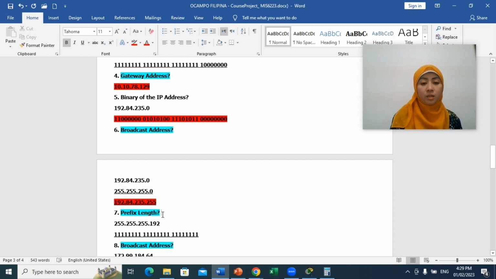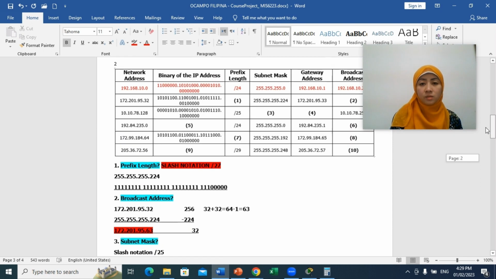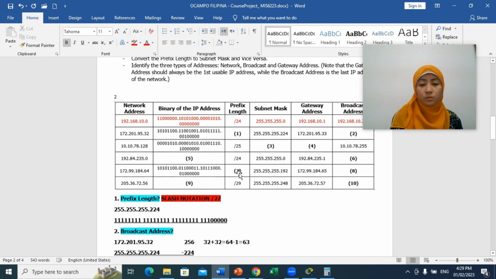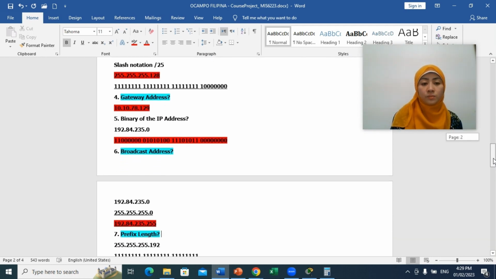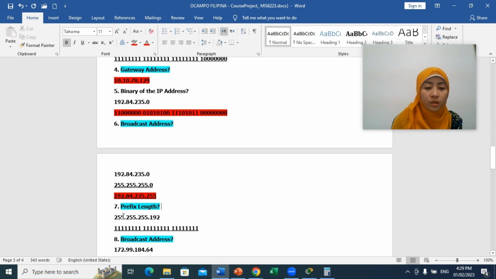Okay. Then moving on, prefix length, number 7. So to get the prefix length, we need to count the value of ones in the subnet mask. So here we have a subnet mask of 255.255.255.192. So I put it already here. So now 255 is equivalent to 8 ones. So I bring it down already, 8, 8 until here. So we have 3 octets which consist of 8 ones.